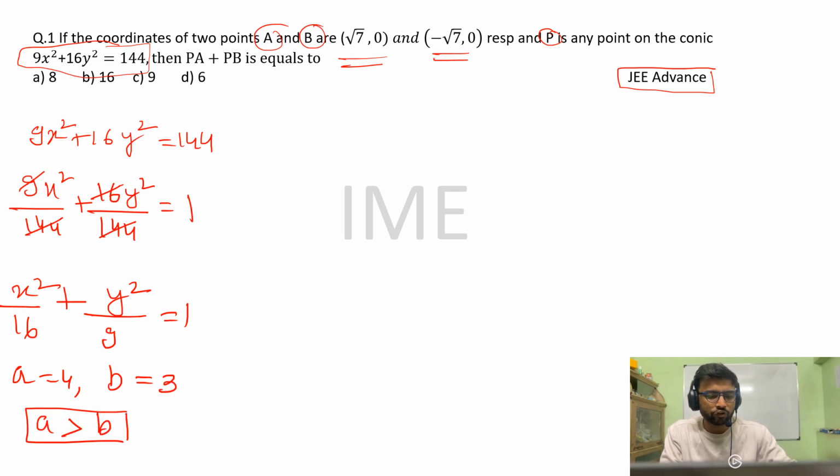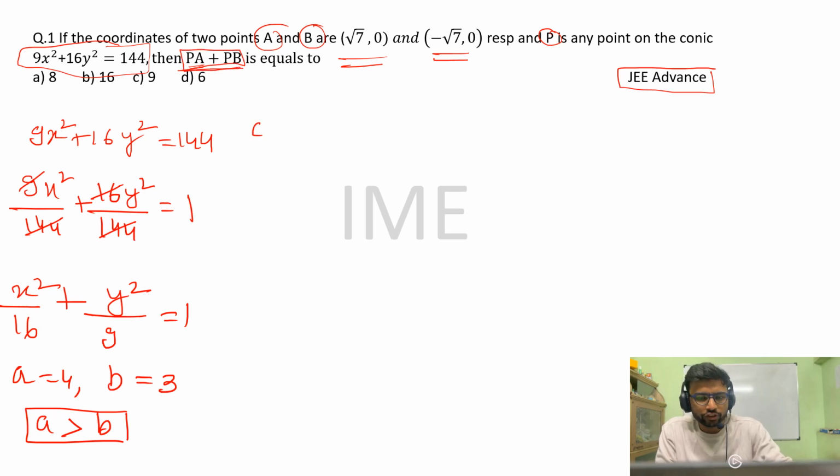It is very important for us to recognize whether the given equation of ellipse is of the a greater than b type or the a less than b type, because most of the formulas are based on this concept. So now we understood that the given conic is an ellipse where a is greater than b. Now what we have to find is PA plus PB.